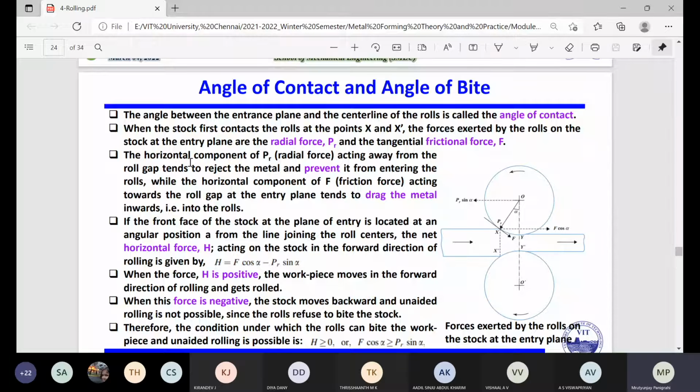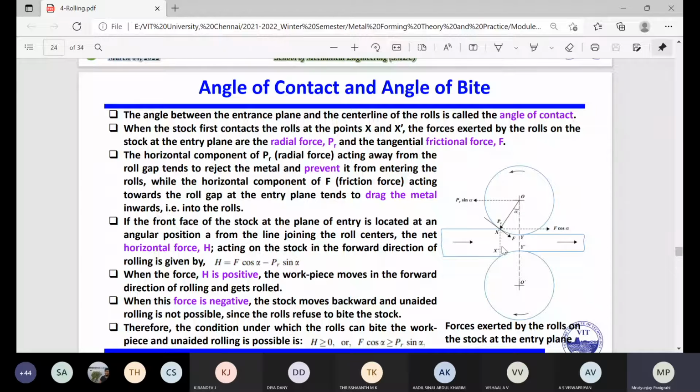Two forces you are getting. And the horizontal component of PR, the radial force, is important, because we need this force. The force F acts in this direction. Because this angle is alpha and this is 90 degrees, in this triangle the value is F cos alpha and the value is PR sin alpha. Probably we'll put that in the equation. But before that, the horizontal component of PR, the radial force acting away from the roll gap, tends to reject the material.